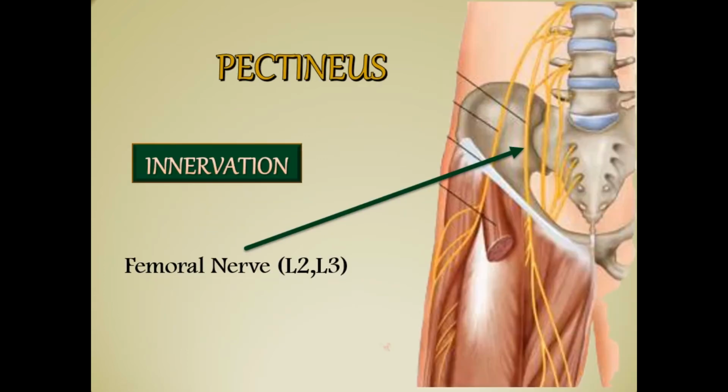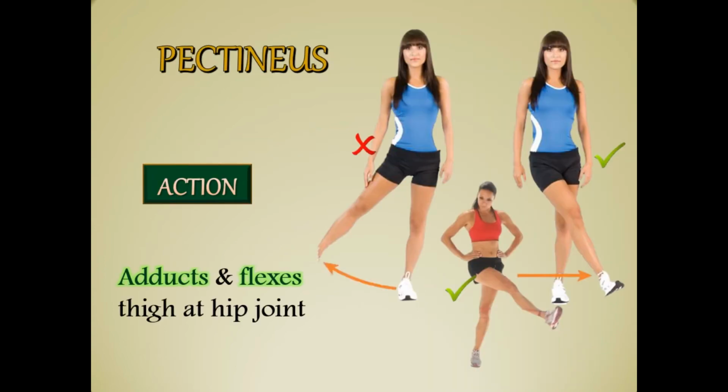Innervation of the pectineus is the femoral nerve, L2 and L3. Pectineus action: adducts and flexes the thigh at the hip joint. Now as you can see, this is the adduction, so this is the adductor of the hip, and this is the abduction, so it is not an abductor of the hip, plus flexion at the hip joint. So the pectineus is an adductor and flexor at the hip joint.